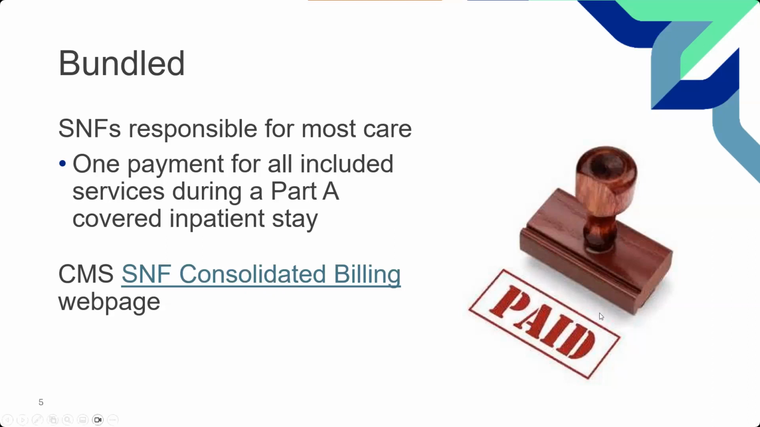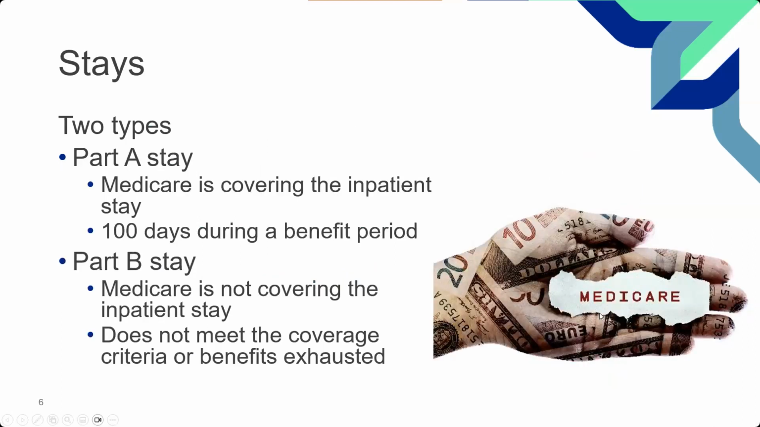One thing to be aware of is that you'll hear the term stays for consolidated billing purposes, and they do matter. A Part A stay is when the skilled nursing facility is being paid for the room, the board, the nursing care. It's under the Part A benefit category. That is a Part A stay. During a skilled nursing facility stay, there are 100 Part A days. Again, room, board, nursing, care, all of that falls into that.